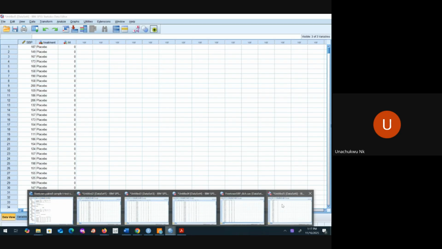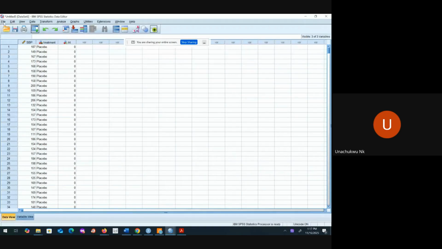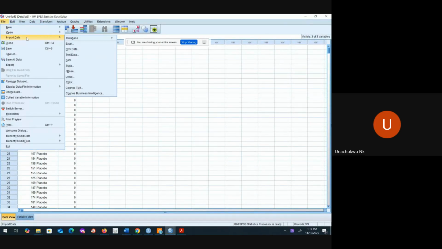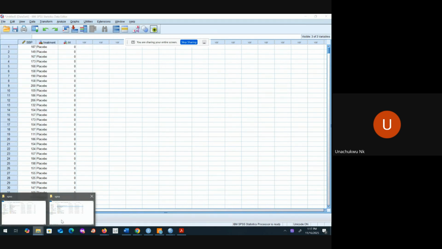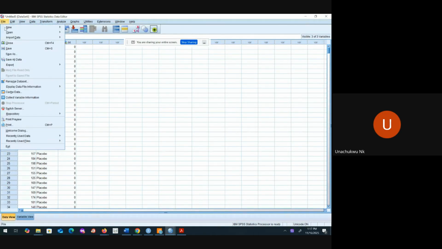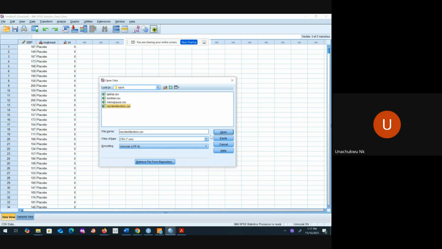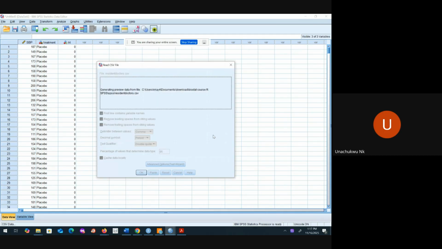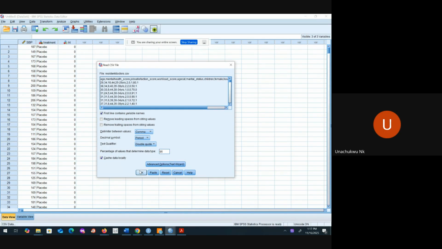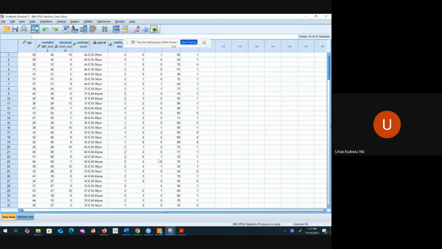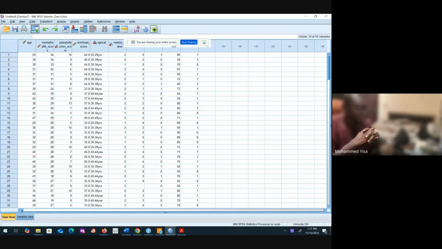So I have to import the data. Import data, and then the file is a CSV. Open. Okay. So this is the resident doctors' data set.